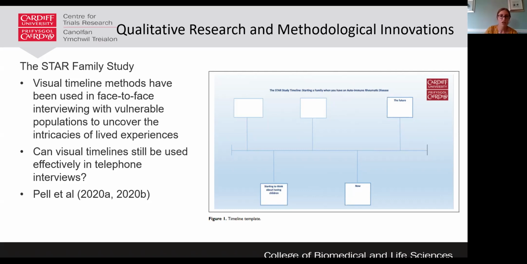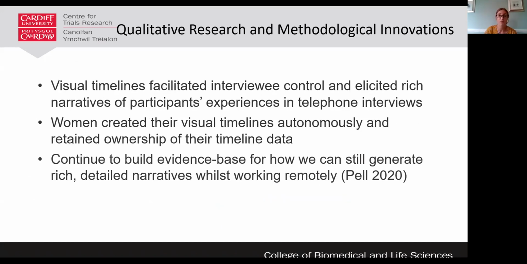So Bethan and colleagues found that yes, the timelines can be used.